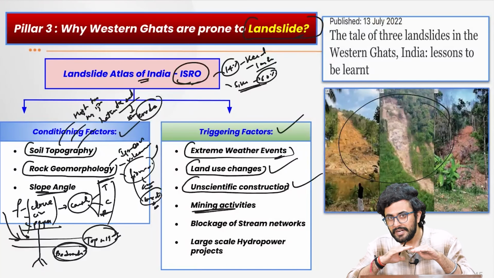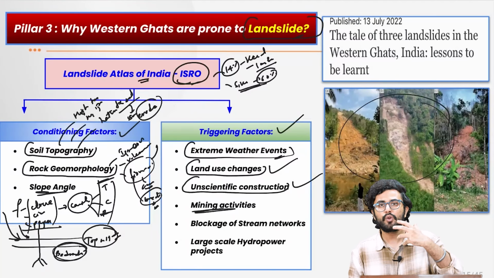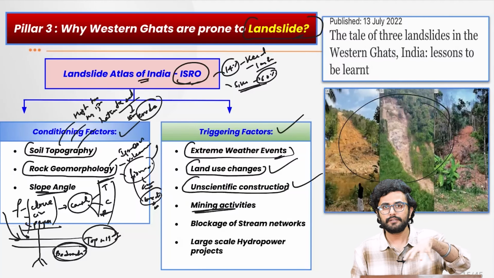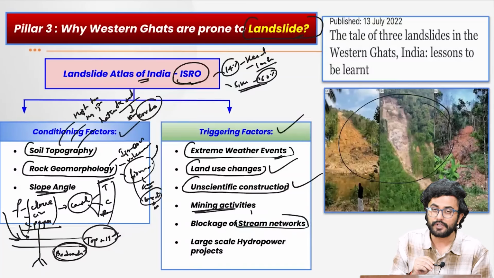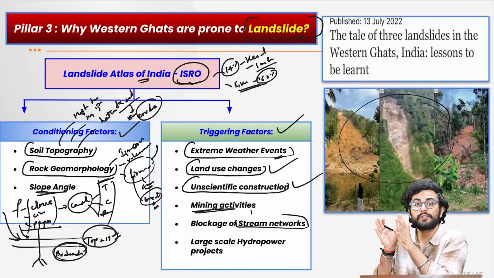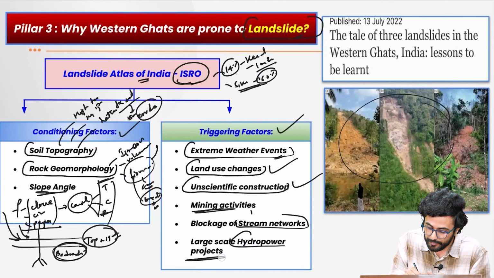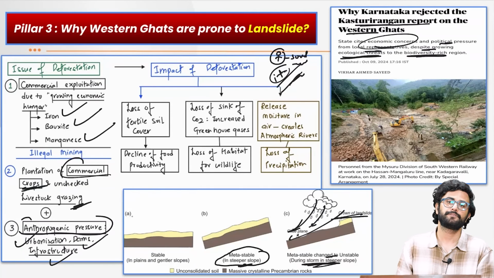Then with this rampant urbanization which is taking place, obviously there is a loss of what? Blue and green water spaces. And this loss has led to the blockage of stream networks, as well as this particular region is also pressurized by more than 100 plus mini hydropower projects.